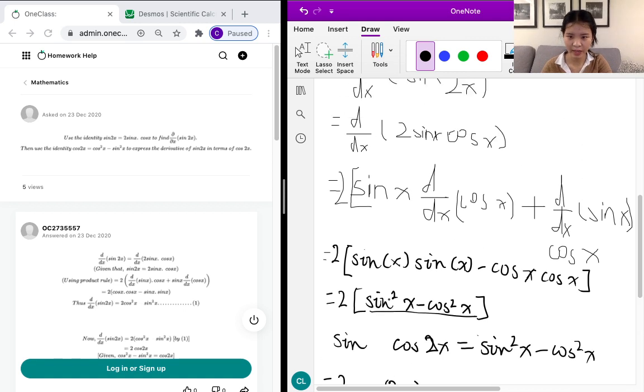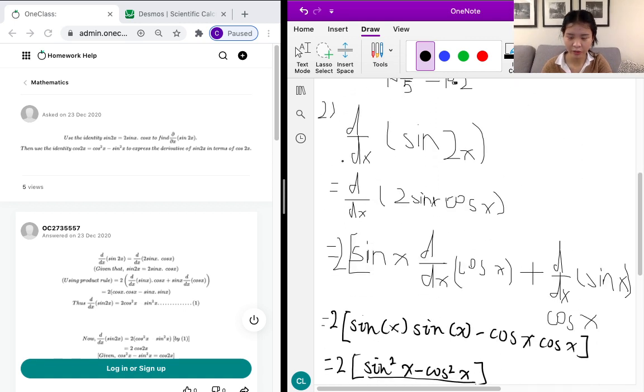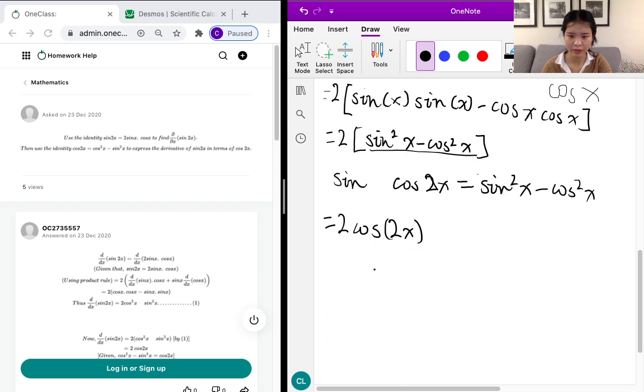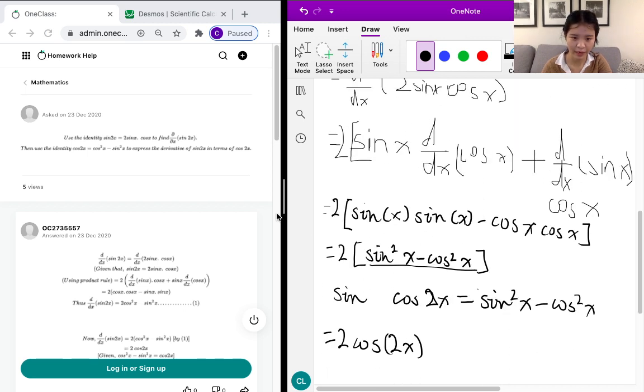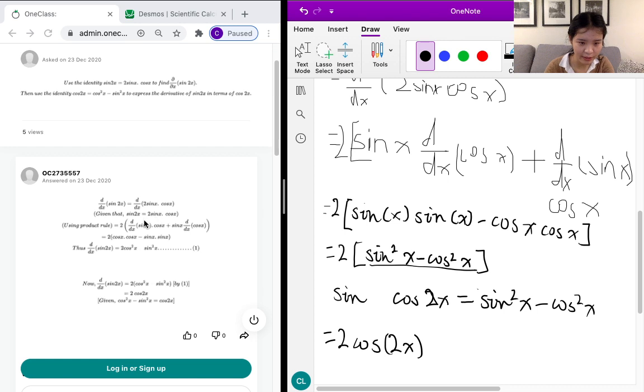Cool, so this is our result. We know that the derivative of sine 2x is equal to 2 cos 2x. Perfect. Now let's look at a sample solution here. Yes, they have the exact same step as us over here, and they also use the product rule, because that's probably what you should do. The derivative of sine x is cos x, that's correct, and the derivative of cos x is negative sine x, that's also correct.